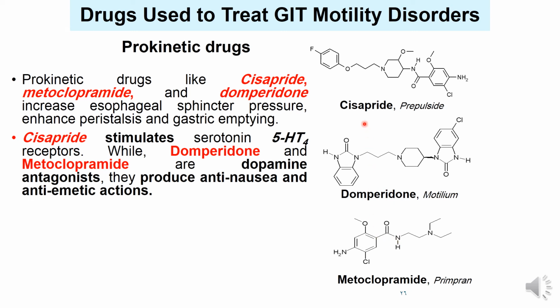These are the structures of prokinetic drugs. Cisapride is also characteristic by the presence of fluorine in its structure. Domperidone, these two rings are characteristic for domperidone, and metoclopramide, the methoxy and the chloro are characteristic for this drug.